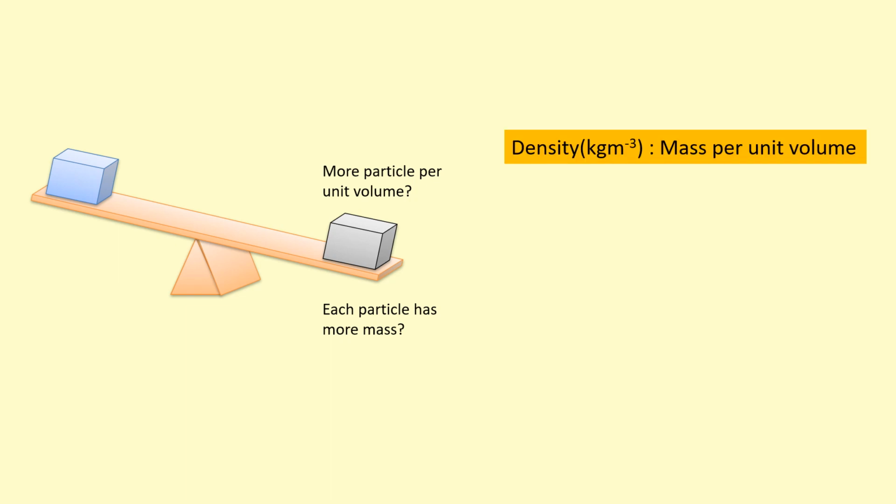dense. Because the density is the mass per unit volume, as given by this equation here, where m is the mass in kilograms, V is volume in meters cubed. So density, given this Greek symbol here, rho, is measured in kilograms per meter cubed.